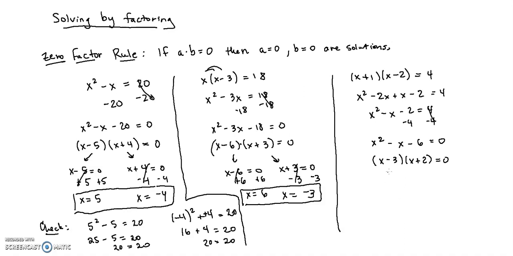Now we've got something times something equals 0, so we can break this up. x minus 3 equals 0, x plus 2 equals 0, and we know how to solve this. So we want to get x by itself, so we do the opposite. And we get x equals 3, and we get x equals negative 2.